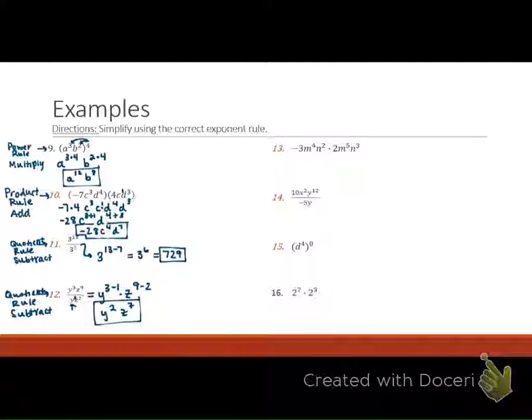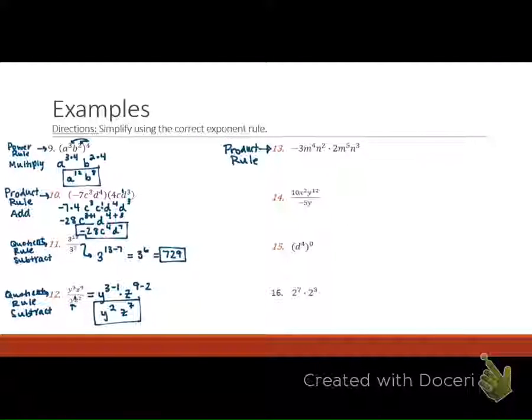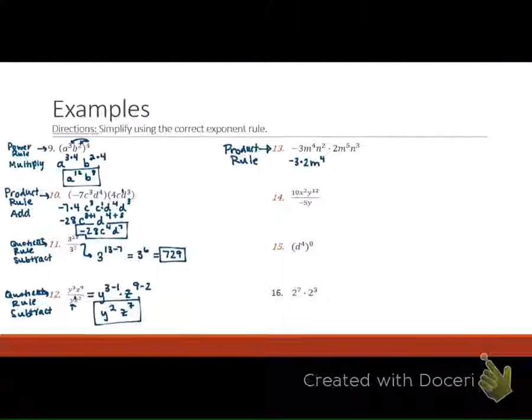All right, Morgan, what rule is number 13? Product. Yes, and what do we do with the product rule? What are you going to do with the exponents with the product rule? We're going to separate them. Yeah, we'll separate them, but what will you do with m to the 4th and m to the 5th? Add them. You're going to add the exponents. Good. Okay, so you're right. We're going to separate those so that we know like pieces go with like pieces.